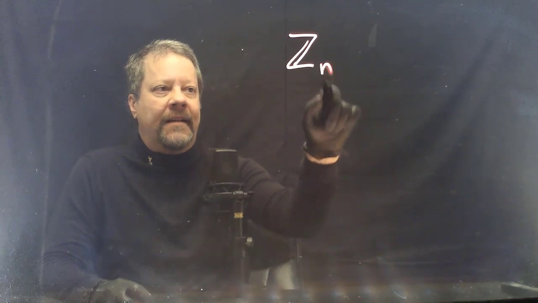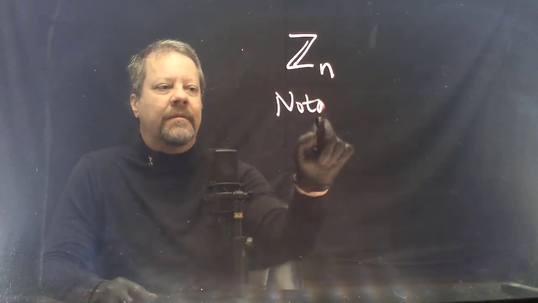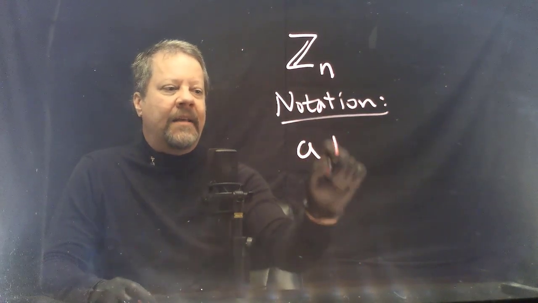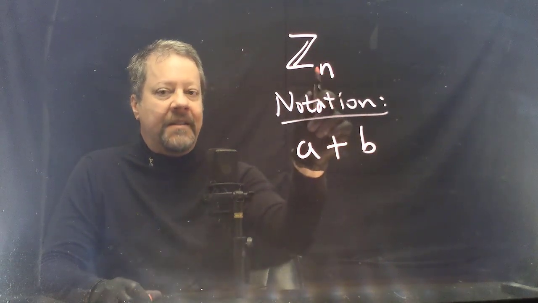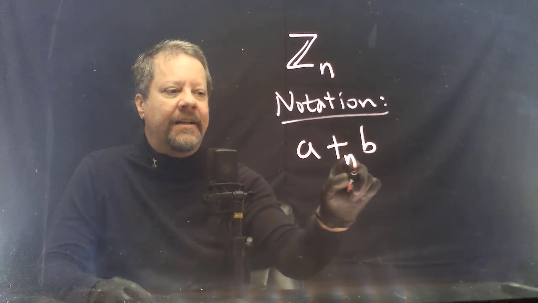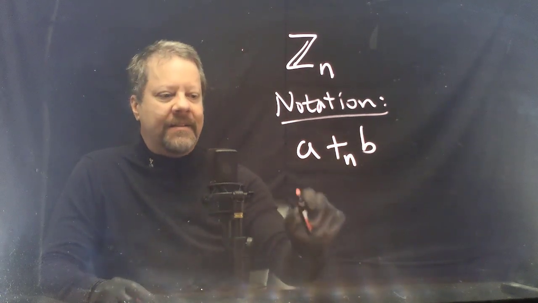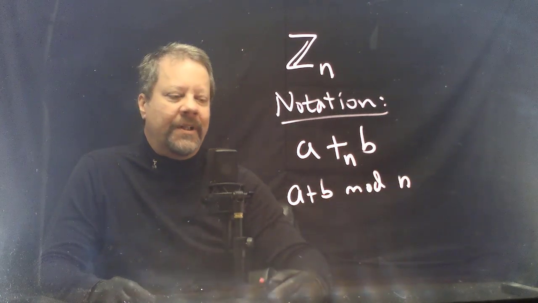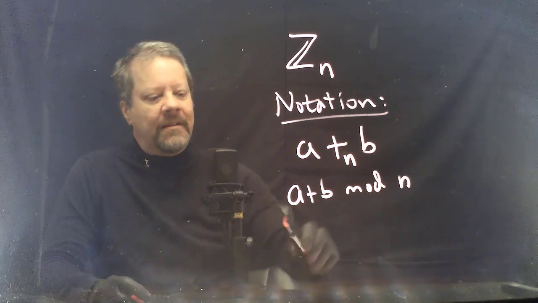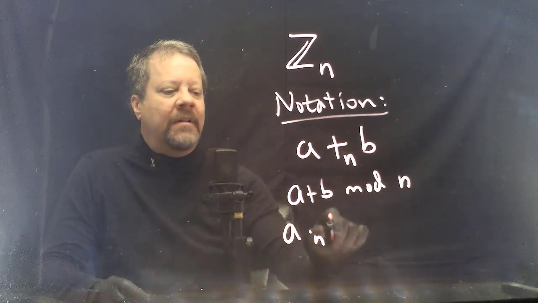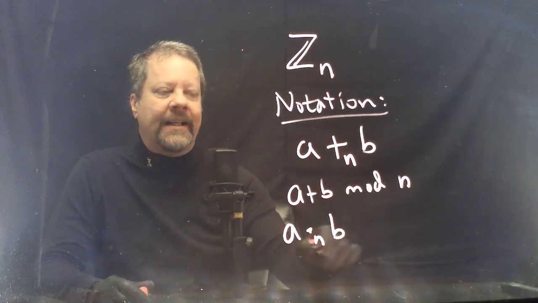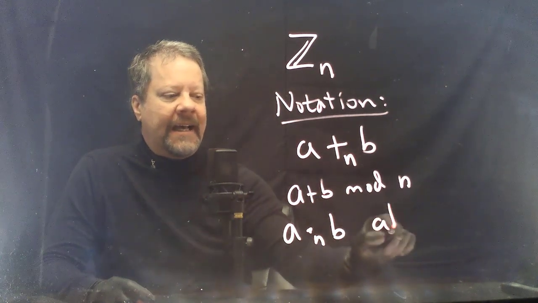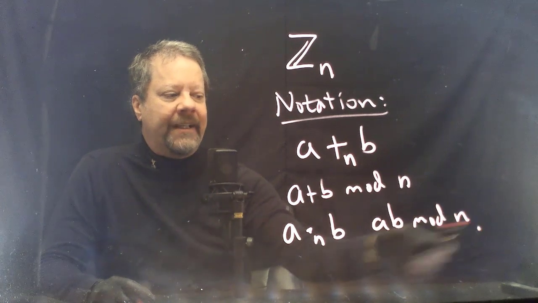Considering Zn, we have a little notation that we're going to introduce. When we say A plus B in the set Zn, we're going to put a little n here. And so that means A plus B mod n. We're going to do the sum modulo n. Also, A times B, we'll put a little subscript of n indicating that we're doing it with the arithmetic for Zn. This will be A times B mod n.